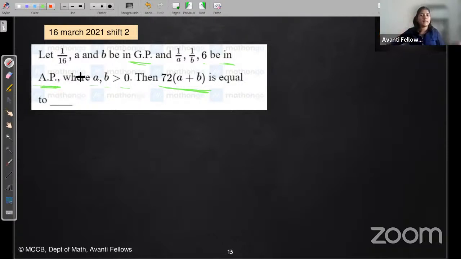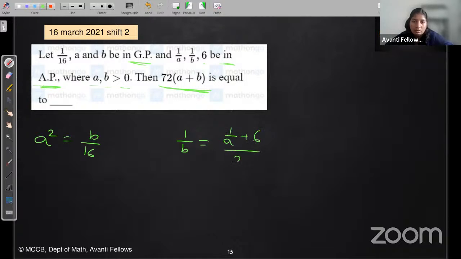When I say 3 terms are in GP, what can I say about those 3 terms? If they are in GP, then the square of the middle term will be equal to the product of the first and the last term, that is B by 16, correct? And these 3 terms are in AP. Then the middle term will be equal to the average of the first and the last term, that is (1 by A plus 6) divided by 2, correct? Here B is equal to 16A square. Fine?